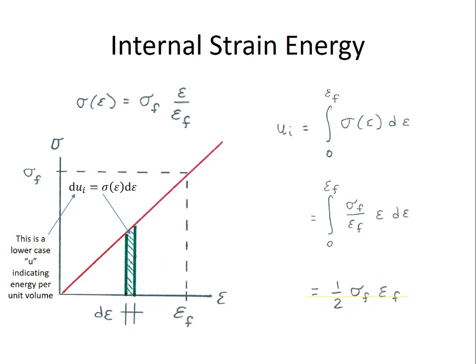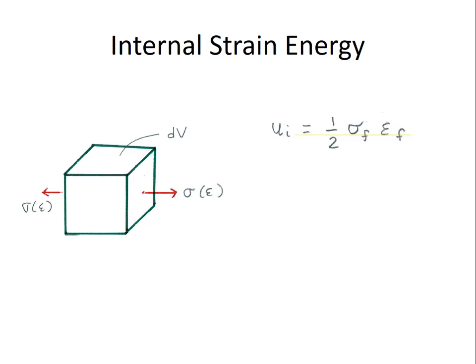Once again, we could have evaluated this geometrically. The base is epsilon f, the height is sigma f. We have the factor of 1/2 because it's a triangle, and so we've confirmed our integral by geometric means. So this is our internal strain energy density. It's the internal strain energy in the little cube of material.